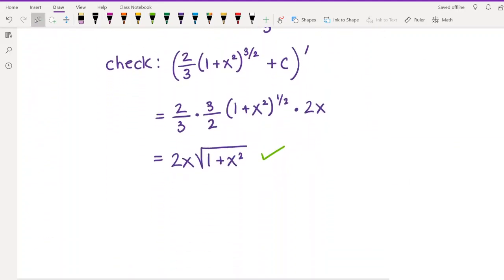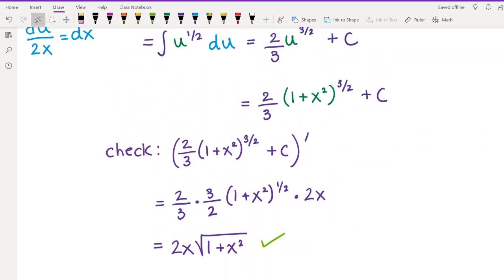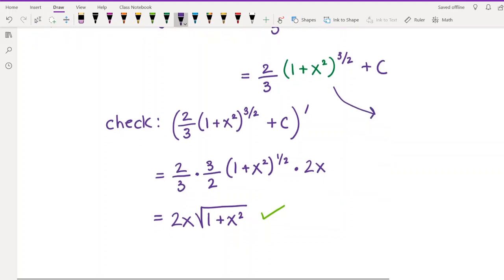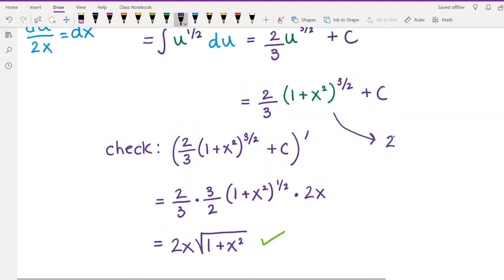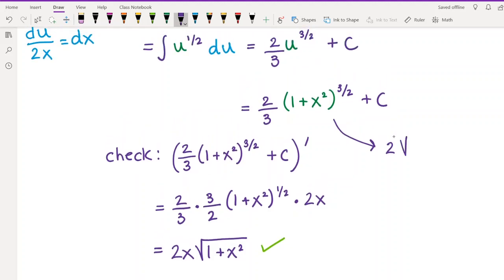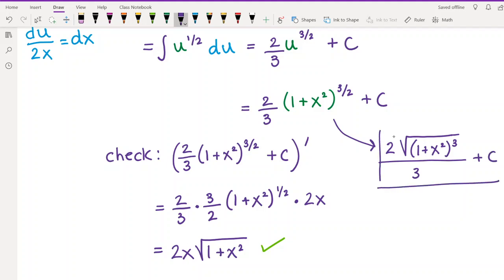So let me rewrite our answer in a slightly nicer way. Our answer we originally wrote like this. I think a slightly nicer way to write this would be, instead of writing it as 1 plus x squared to the 3/2, you could write it as the square root of 1 plus x squared, cubed. And then put the 2 and the 2/3 kind of like that, and then say plus c. And that would be our final answer.